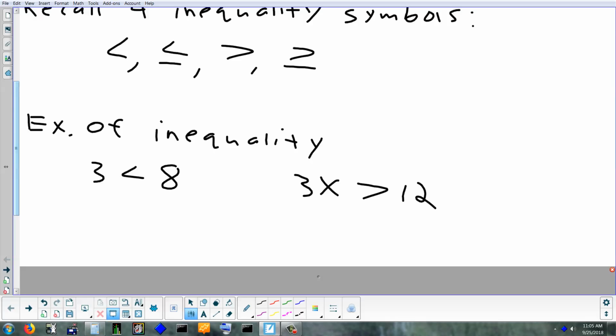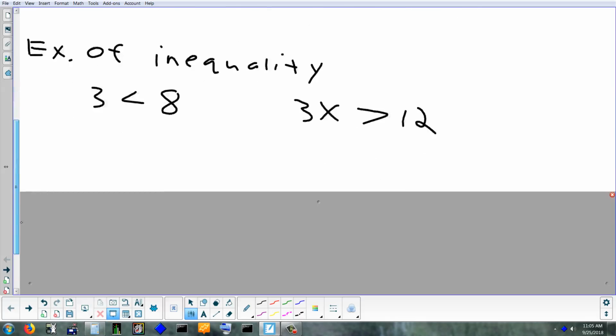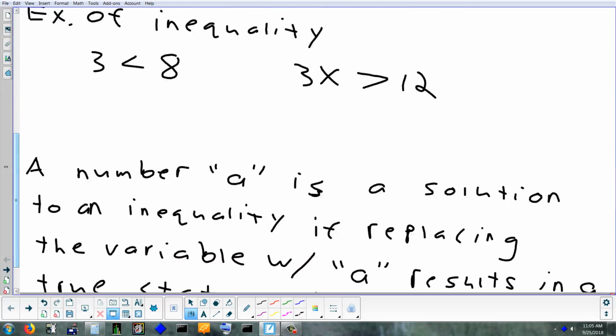We said multiply and divide. So when you multiply or divide both sides by a negative, you have to flip the inequality. Okay, and I'll write that down in a minute.